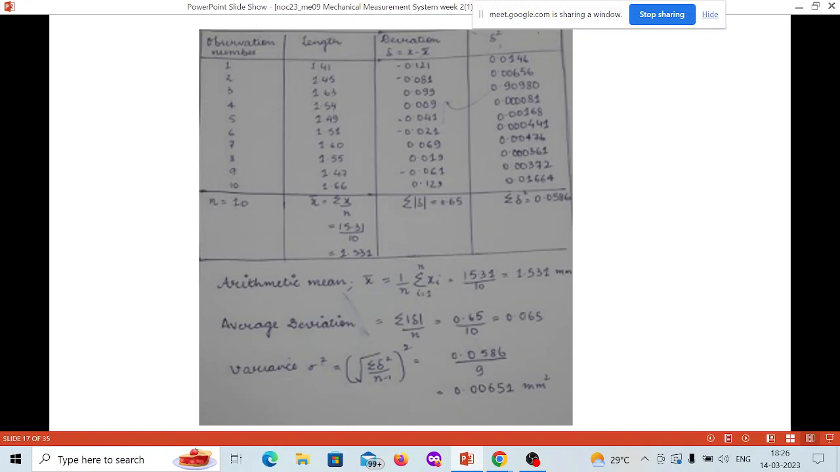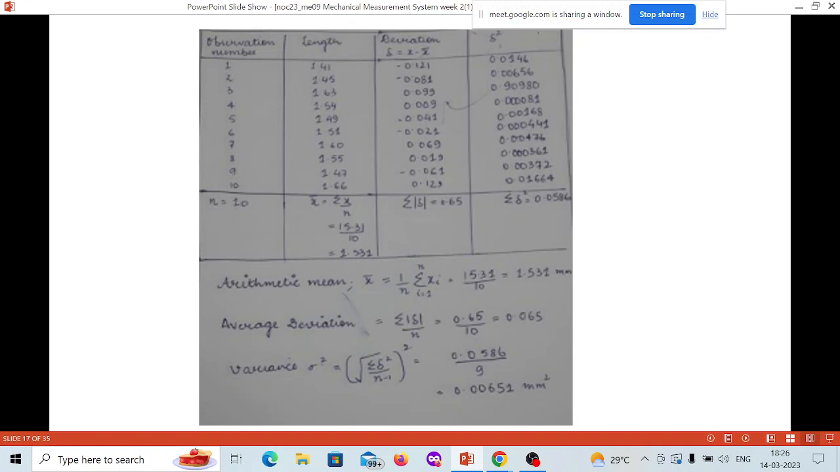Divide by 10, so that gives you 0.065. So the average deviation from the value is 0.065. So the total spread, the average value, if you take an approximation, is that the values are spread from the mean value by 0.065.